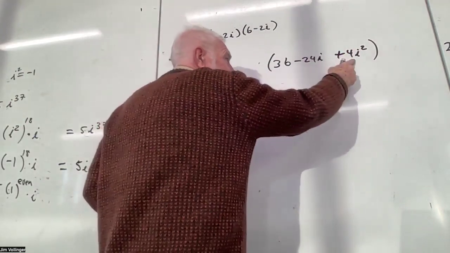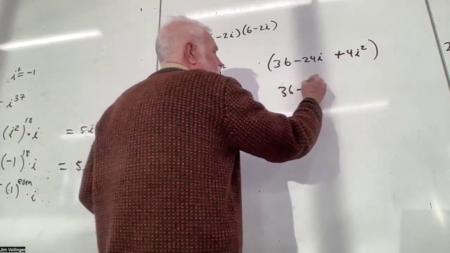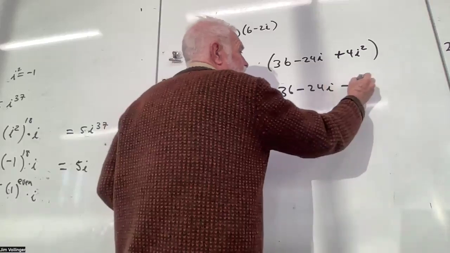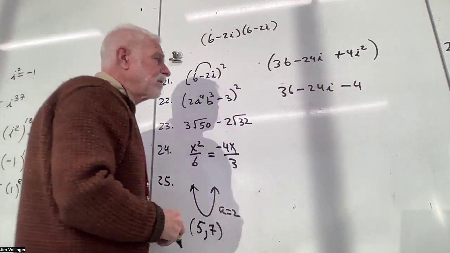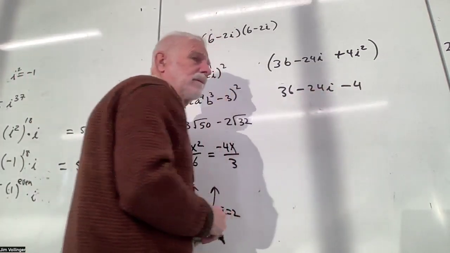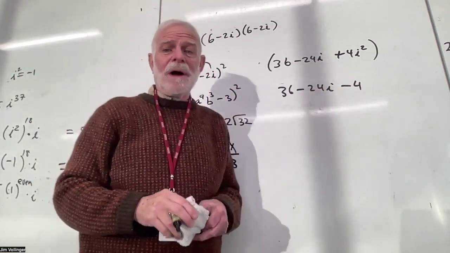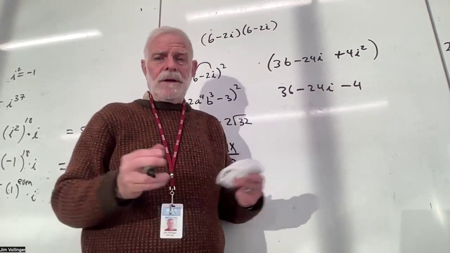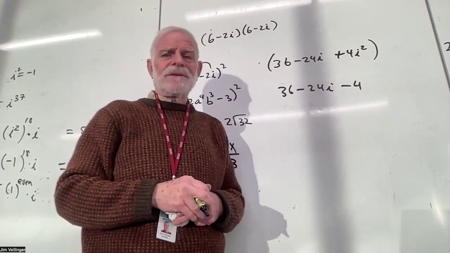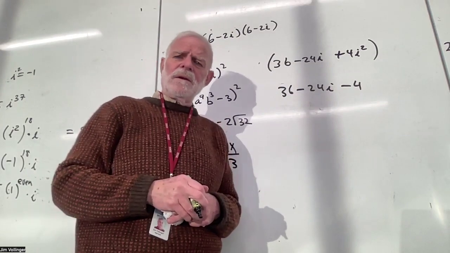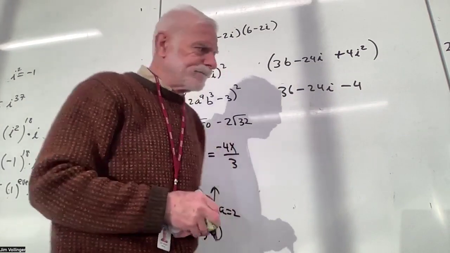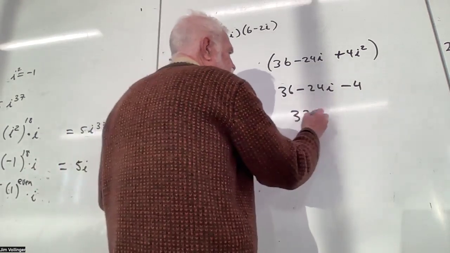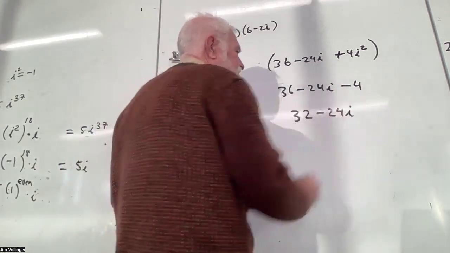Yes, there's more work to be done. 36 minus 24i minus 4. I saw a lot of people leave their answer like that. But if you go into the store and you want 32 ounces of some liquid in a container, you don't ask the clerk, can you give me the 32 minus 4 ounces of milk? No, I think you say 32 minus 24i. That's what we're after.